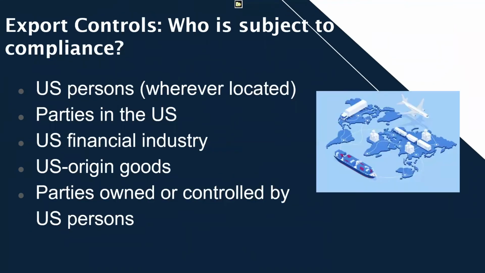So very important, who is subject to export control compliance? Well, US persons, wherever they're located. And I'm not talking just natural persons, we're talking also about business entities that are persons also. Parties located in the United States, regardless of your nationality, are subject to United States export control laws. US origin goods, wherever they're located as well. Parties owned or controlled by US persons.